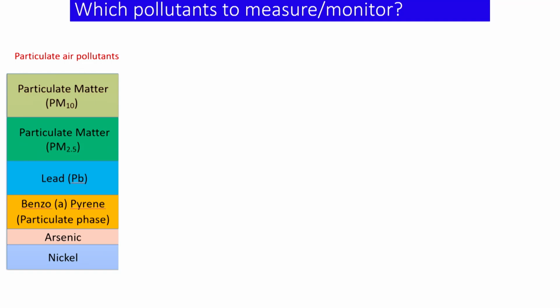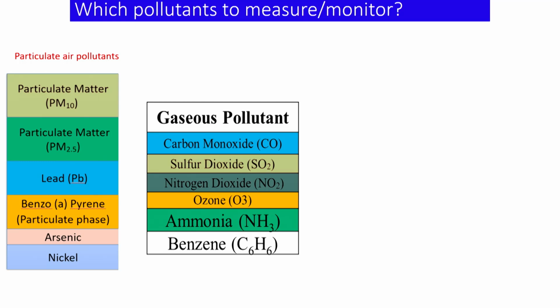You can do this in either PM 10 or PM 2.5 depending on your criteria and what is actually needed, but so far CPCB and SPCB also want us to measure lead, benzopyrene, arsenic and nickel in the PM 10 fraction. Then for the gaseous pollutants, again we have 6 criteria pollutants: carbon monoxide, sulfur dioxide, nitrogen dioxide, ozone, ammonia and benzene. These are the 6 that we measure, and these are in the gaseous phase.